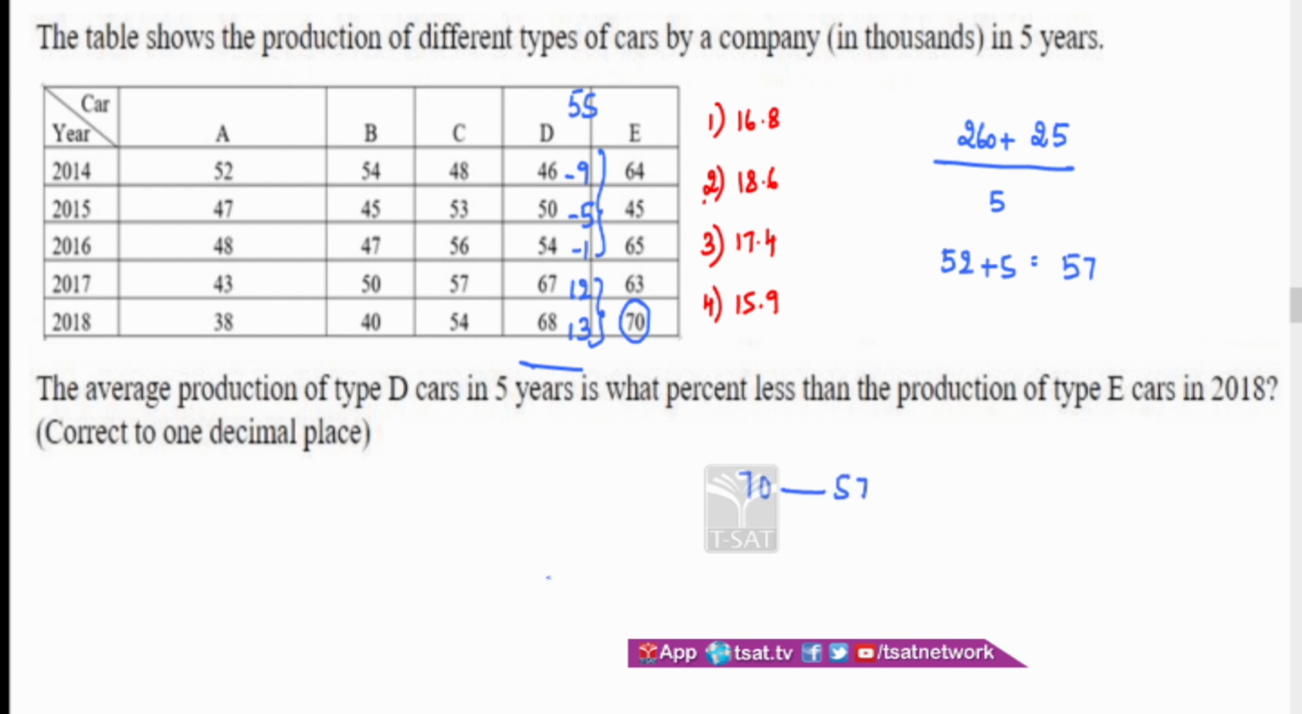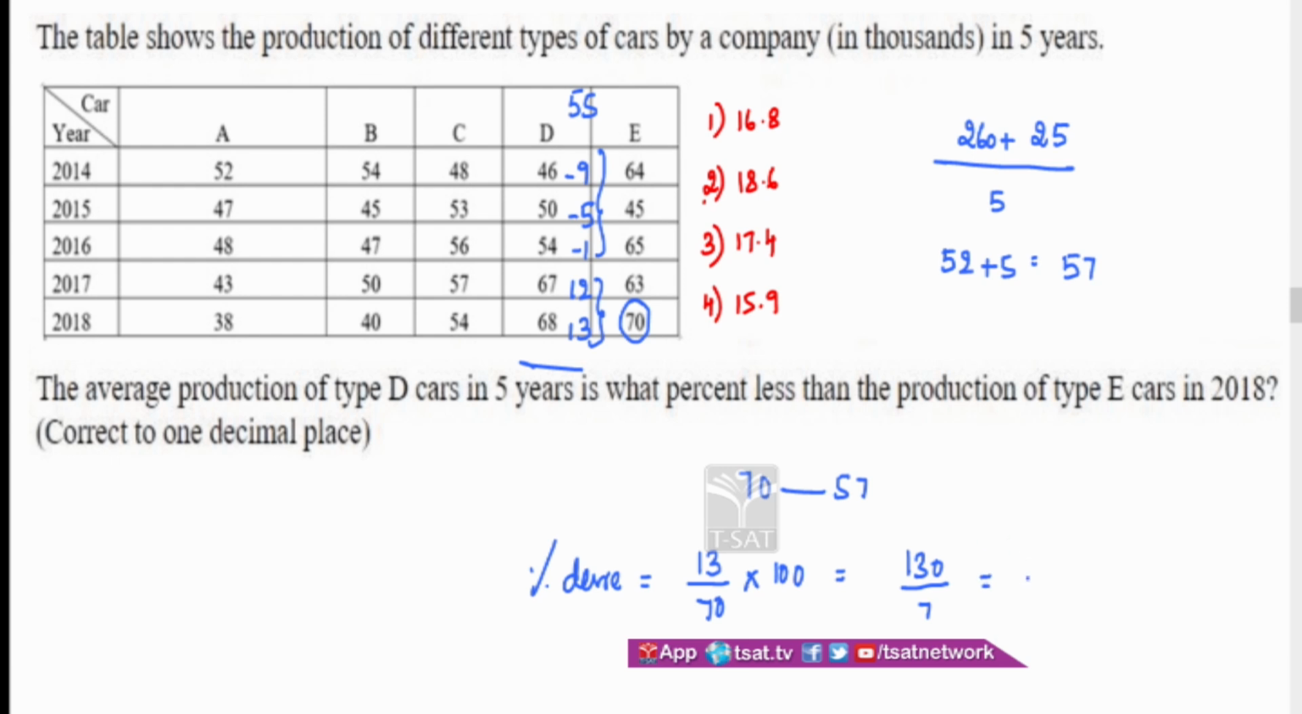Less means percentage decrease. So now, if you wish to find the percentage decrease, it's 13 less upon 70 into 100. Percentage less means percentage decrease. So 130 divided by 7.